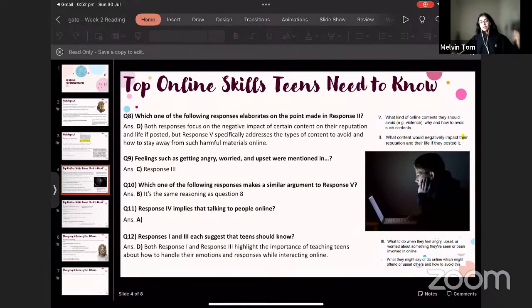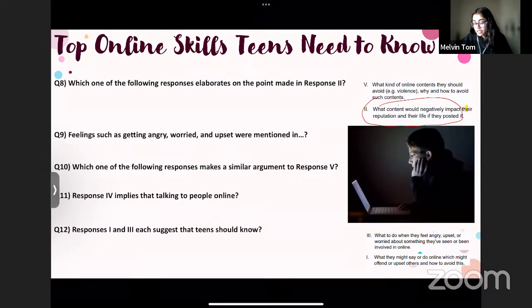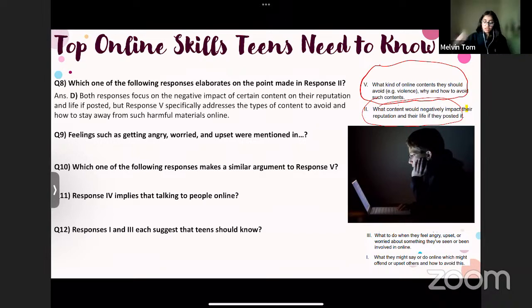Question 8: which one of the following responses elaborates on the point made in response 2? What's response 2 here? What content would negatively impact their reputation and their life if they posted it? And response 5 is basically talking about what kind of online content they should avoid, like violence, and why to avoid such contents. So basically, it's option D, because both of them talk about the same thing, but response 5 is just elaborating on response 2. Make sense?